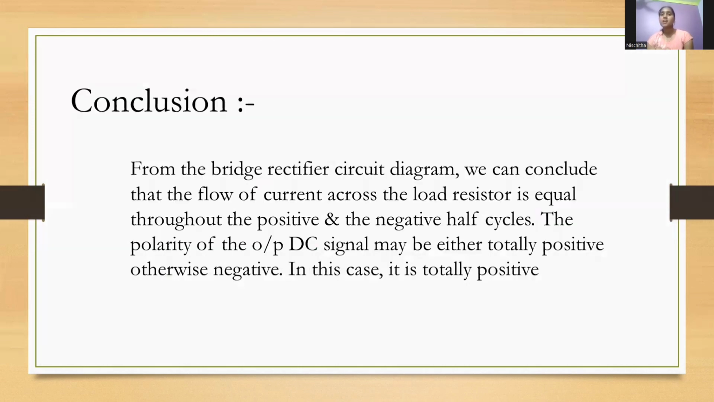Lastly, to conclude about the bridge rectifier: from the bridge rectifier circuit diagram, we can conclude that the flow of current across the load resistor is the same throughout the positive and the negative cycles. The polarity of the output signal may be either totally positive or totally negative. In this case, it is totally positive.